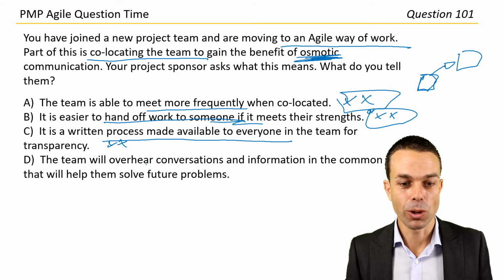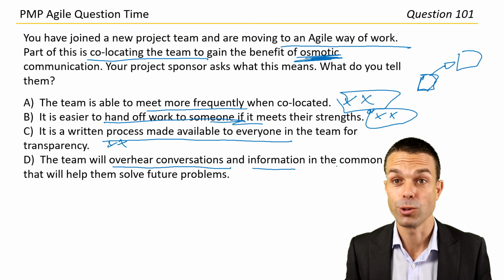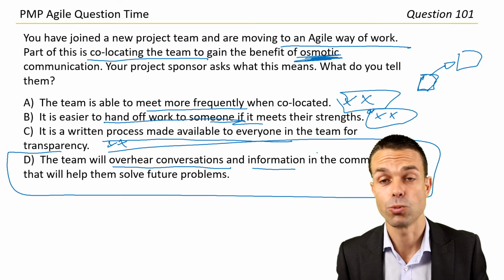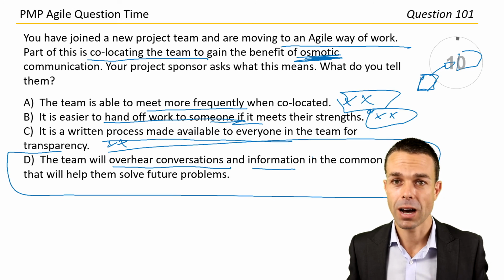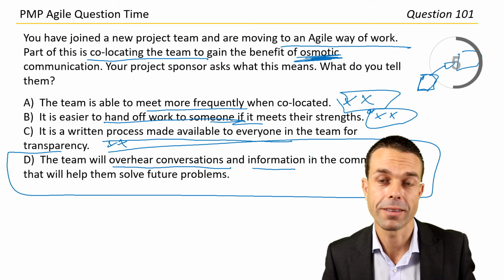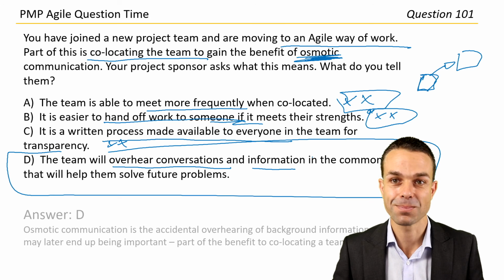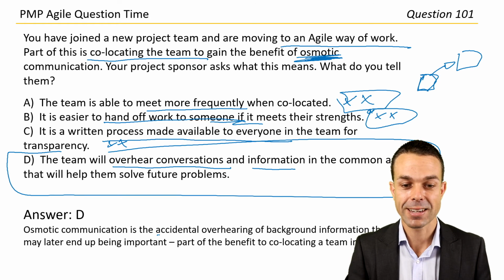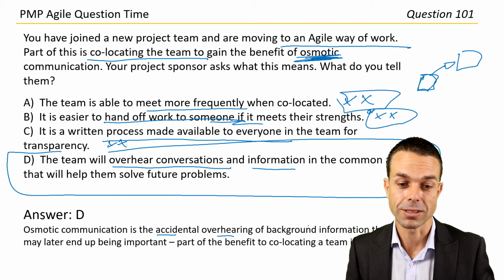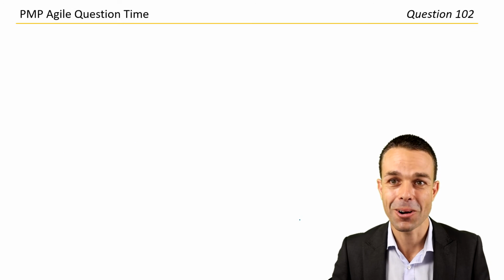And lastly, the team will overhear conversations and information in the common area that will help them solve future problems. This is the exact definition. And this is why co-locating is really powerful, because we'll just pick up information by osmosis. It will be happening around us. We'll overhear that information, and that will help us solve future problems. So let's go with answer D. And there it is. It's the accidental overhearing of background information that may later end up being important. And that's part of the benefit to co-locating in an Agile team. Well done, guys. All right, next question.